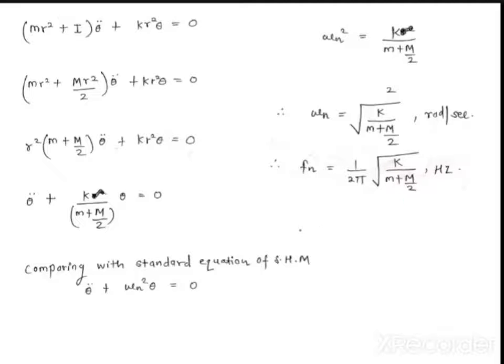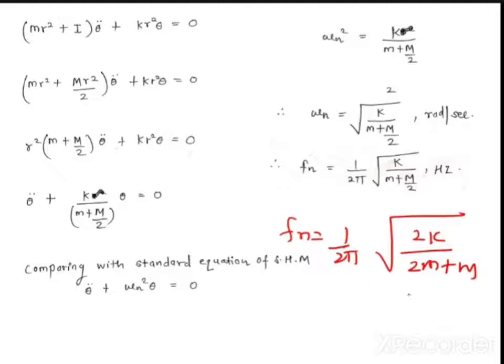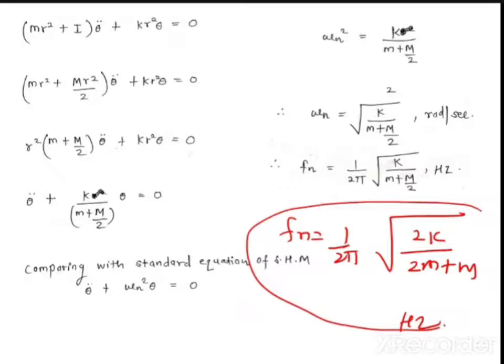You can write this like this also. Fn is equal to 1 upon 2 pi. You can cross multiply, so you'll get 2k upon (2 small m plus capital M). So this is your final answer.